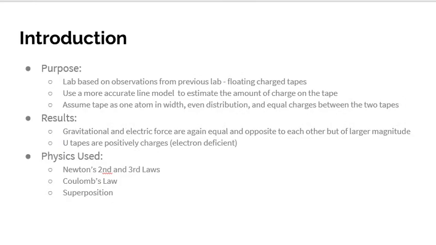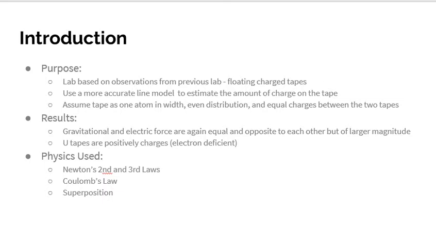The purpose of this lab is to estimate the amount of charge on a piece of tape using observations from Lab 1. In this lab, a more accurate model will be used to calculate Q. This lab treats the tapes as a line of point charges with even distribution. To use this model, I assumed that the width of tape was negligible to assume only one atom in the width, as well as assuming equal charges between the top and bottom tapes.